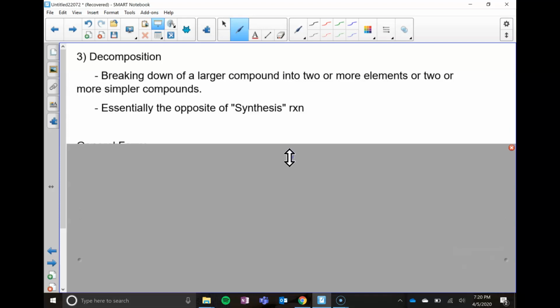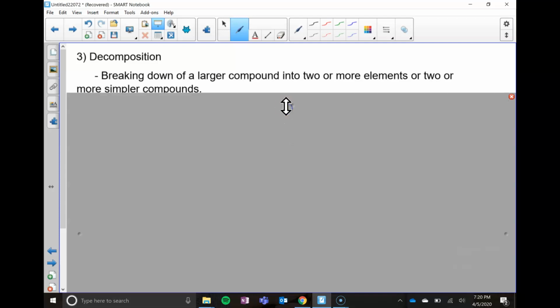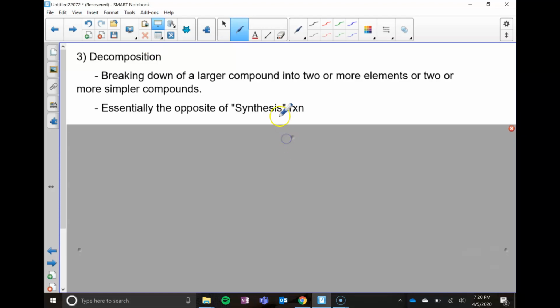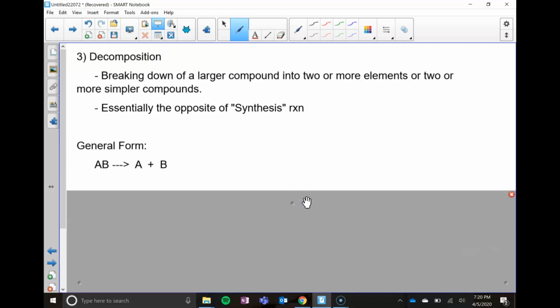The third reaction type, decomposition. Decomposition is exactly what it says. It's decomposing. So this is essentially the opposite of a synthesis reaction. This is where we've got the breaking down of a larger compound into simpler components, whether it's 2 elements or 2 or more simpler compounds. The general form of a decomposition looks like this. You've got a larger compound, AB, and that breaks down into 2 smaller things.